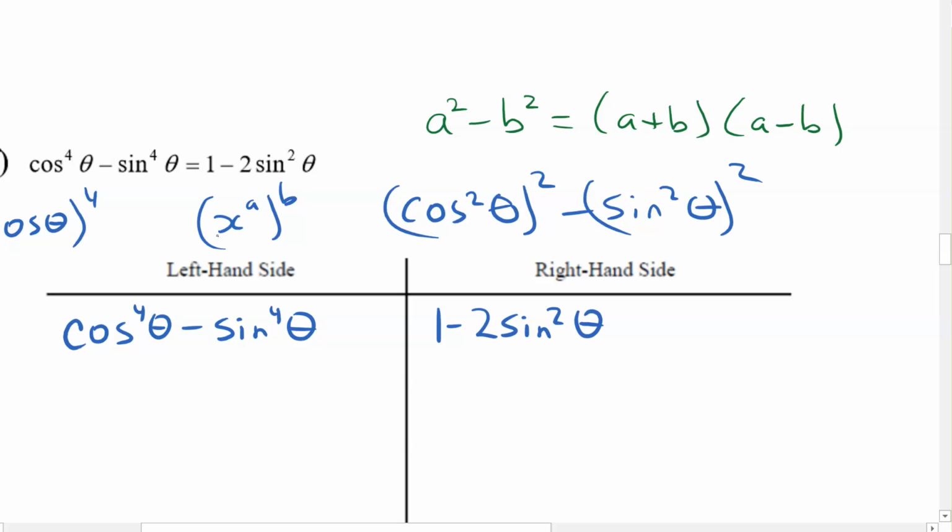So I can factor this, and it's going to look like this. If I follow that same pattern, where a is cos squared theta and b is sine squared theta, I'm going to get cos squared theta plus sine squared theta times cos squared theta minus sine squared theta. And I just got a little bit past that line, but it's okay.